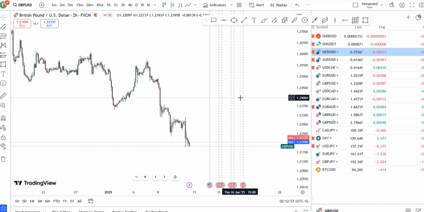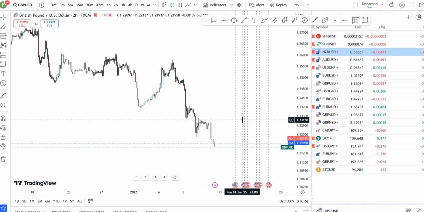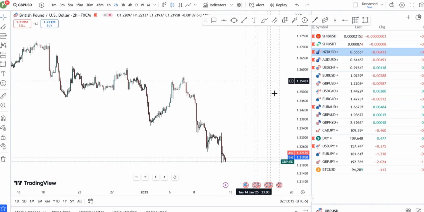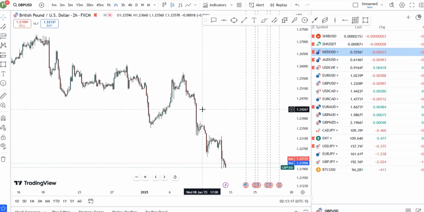Today we will analyze the pair for the upcoming week. It's a Sunday holiday, and from Monday the market will be open and start moving. So let's start the analysis for the upcoming week for GBPUSD.